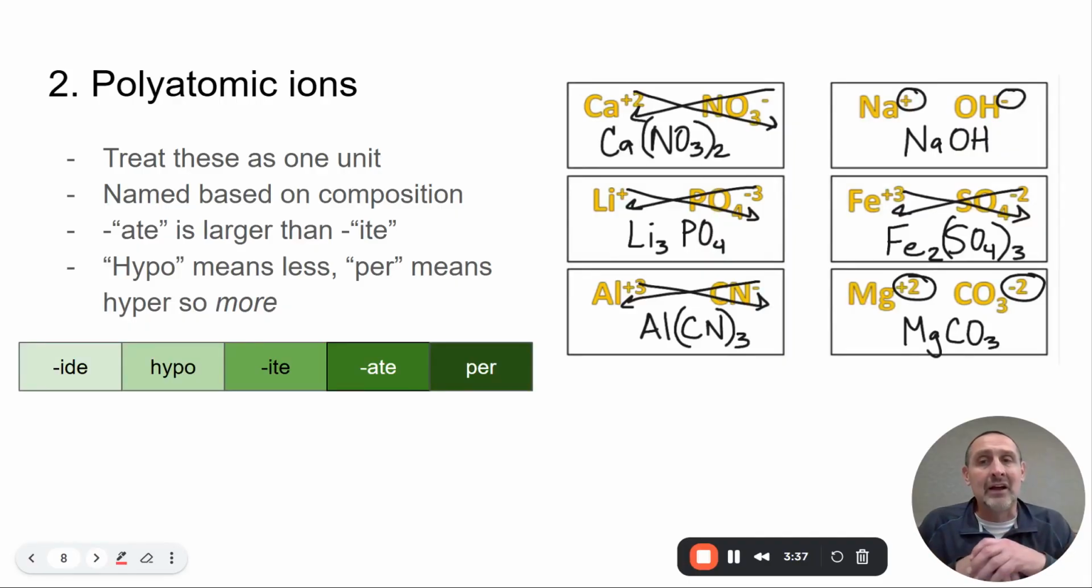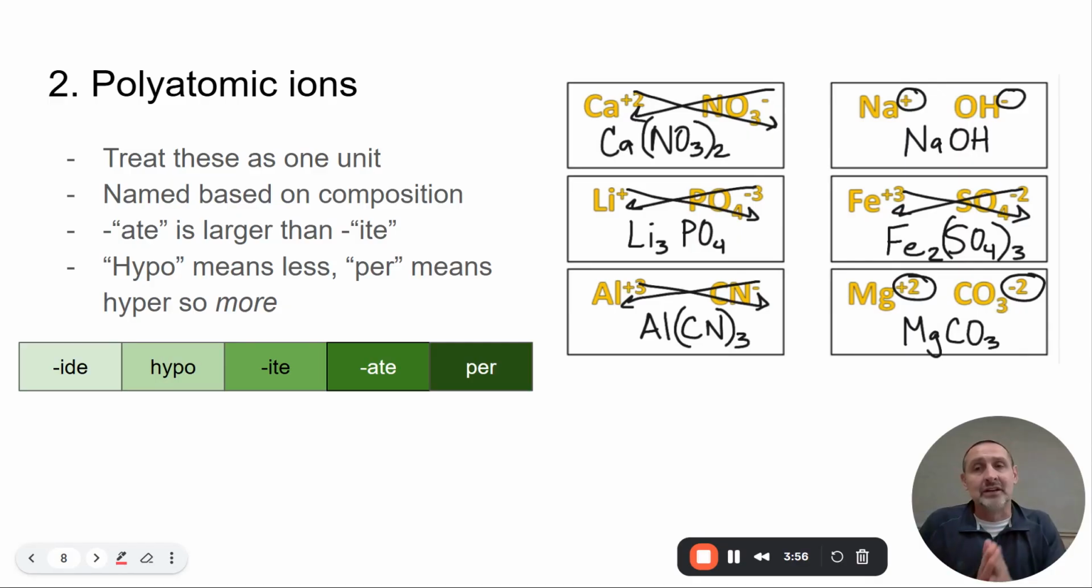For a polyatomic ion, we're going to treat these as 1 unit. And as a unit, they have a charge. So I might crisscross using that particular charge. That's why that chart's going to be so important. In order to kind of visualize or memorize some of these, it's important to know the naming.